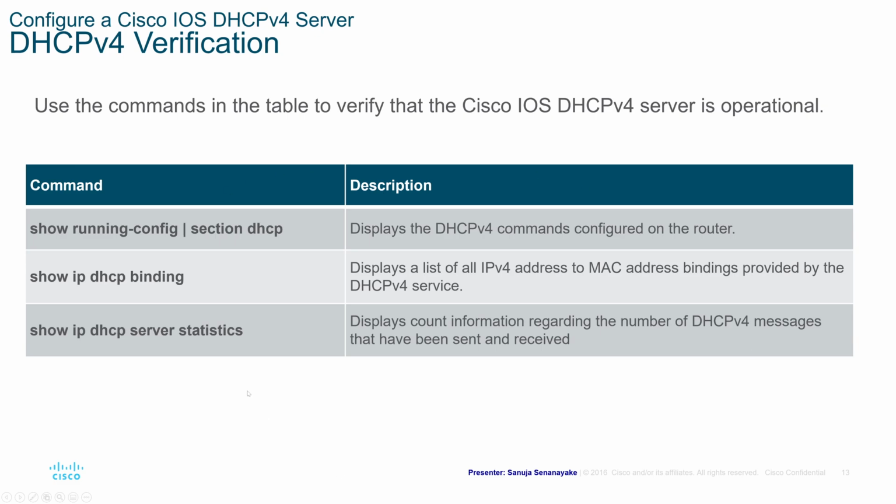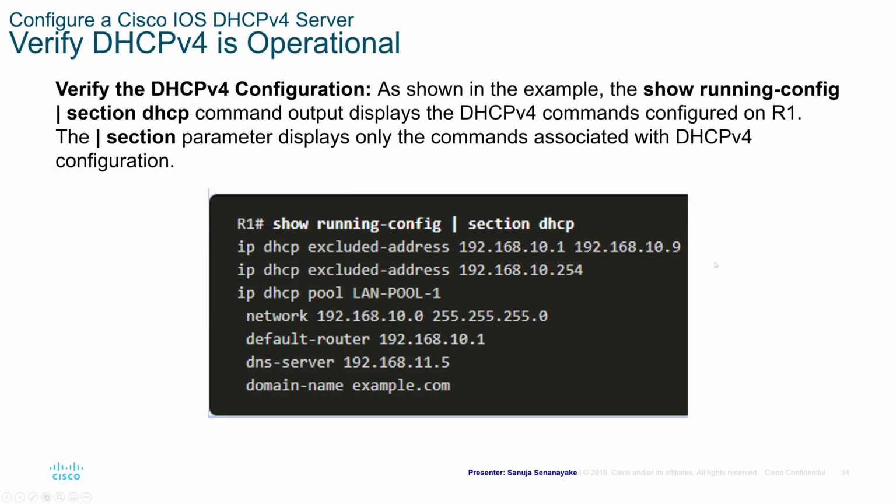So all of these things I will go through in a lab demo, so you'll have a better idea about how to use them. But for now, just know that these commands exist because those are important for this course. So in this slide, it shows some of those commands. Again, it's not a live demo right now, it's just screenshots, but I will go through the live demos later. So here we are verifying the DHCPv4 configuration, and in this example we are running the show running-config with the pipe section DHCP command, and that shows the information related to DHCPv4.